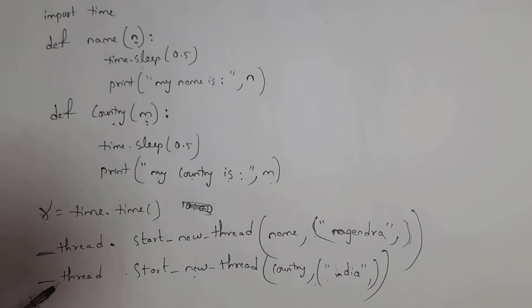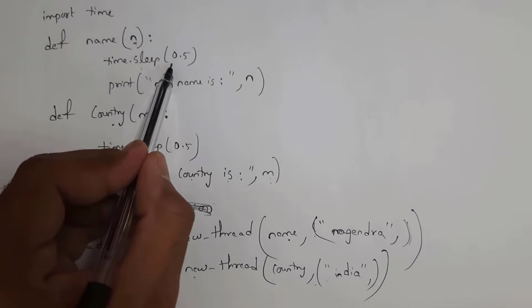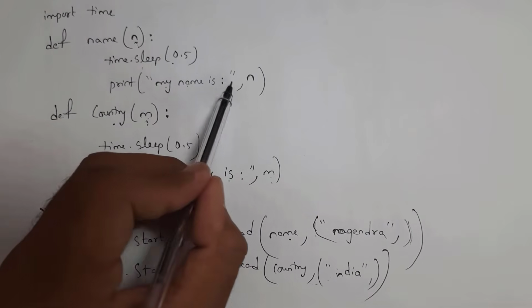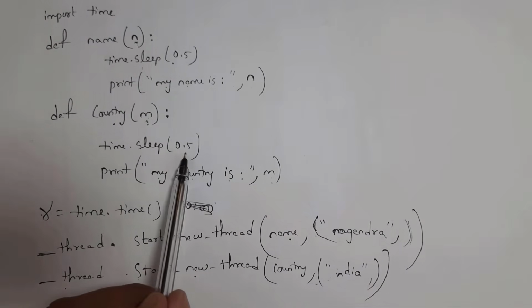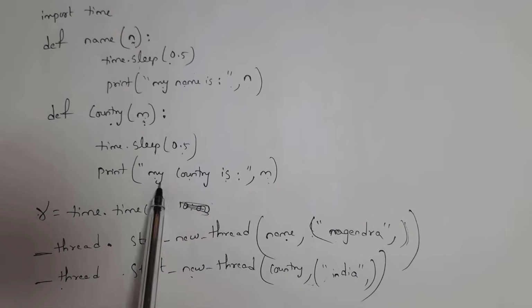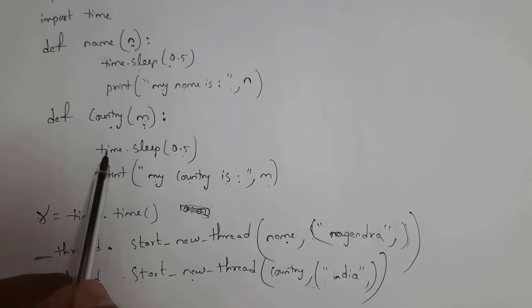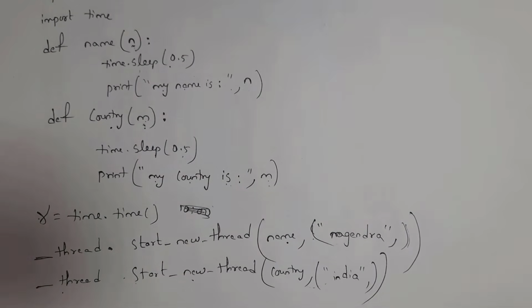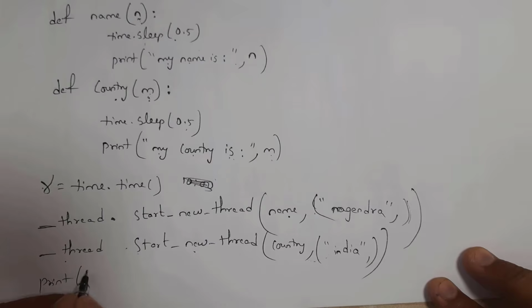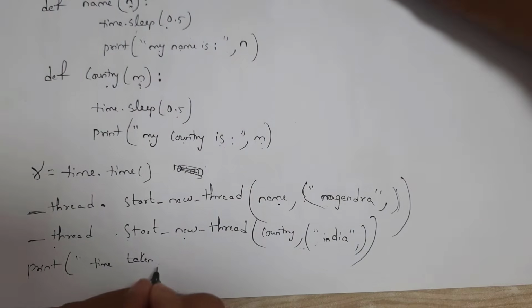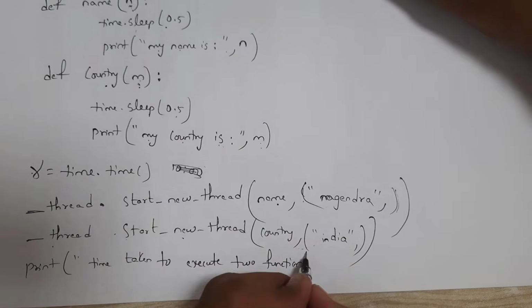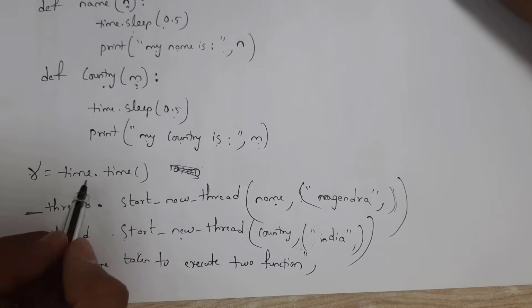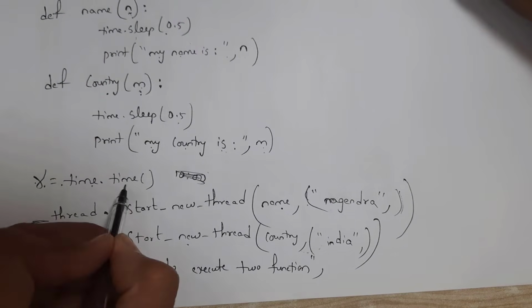Whenever I run these two lines of code, after 0.5 seconds gap, I will get output my name is Nagendra, and similarly again after 0.5 seconds gap, I will get output my country is India, because I am using here time.sleep 0.5. Similarly at last I want to print time taken to execute these two functions. So just write here print. I want to get output like time taken to execute two functions. Quotations close, comma. For example, here I written r equal to time dot time.